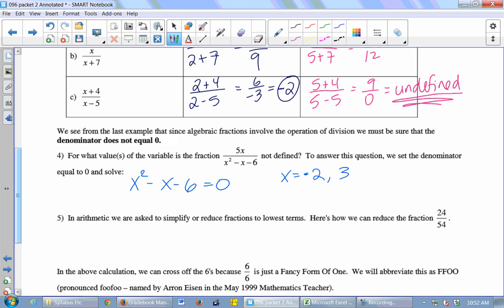How did you come up with those? The quadratic formula, or you could guess and check. Some of you did that. Or you could factor it. Yes, it's already set equal to 0. We could apply the quadratic formula, where A is 1, B is -1, C is -6, or you could factor it. This would factor to x minus 3, x plus 2, and then you set each factor equal to 0 separately.